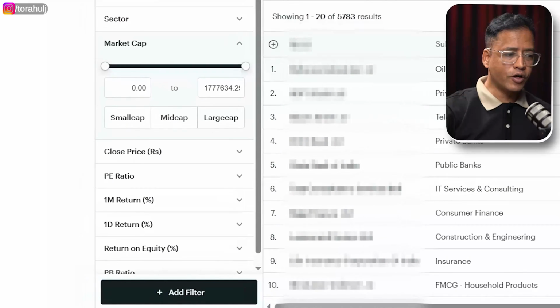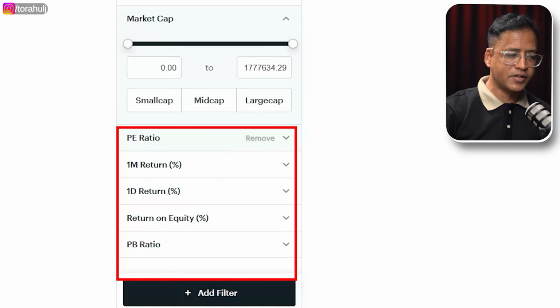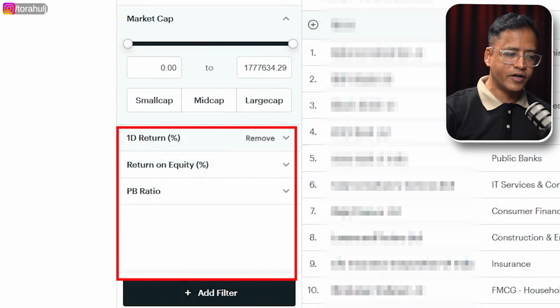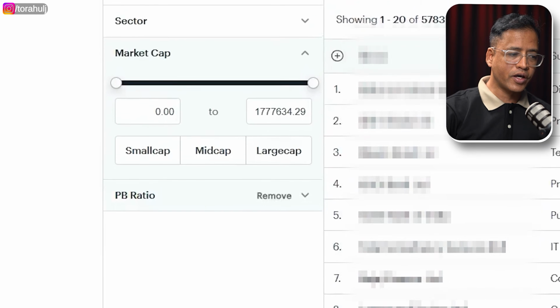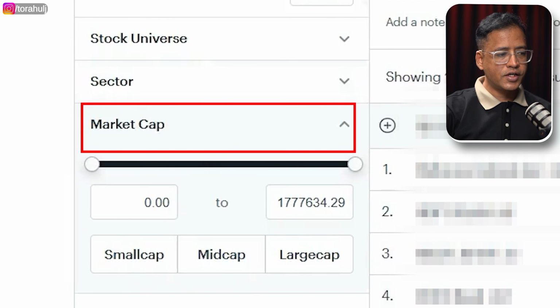Okay. So first thing we'll do is we'll get rid of all of these filter parameters here. Okay. Because these are not useful for dividend stocks. So I'm going to get rid of all of them. Okay. First filter that we are going to use is market cap.